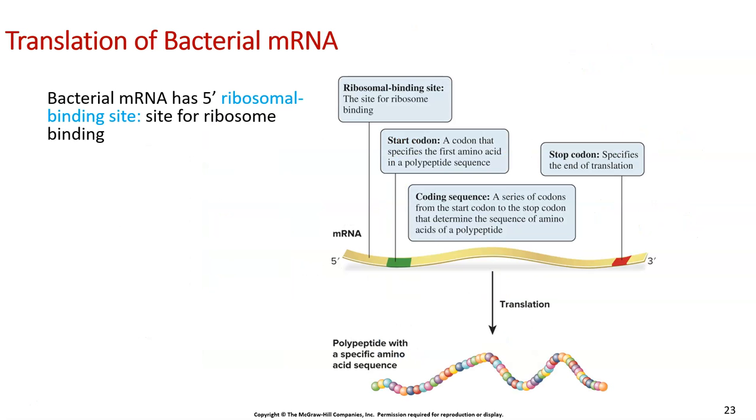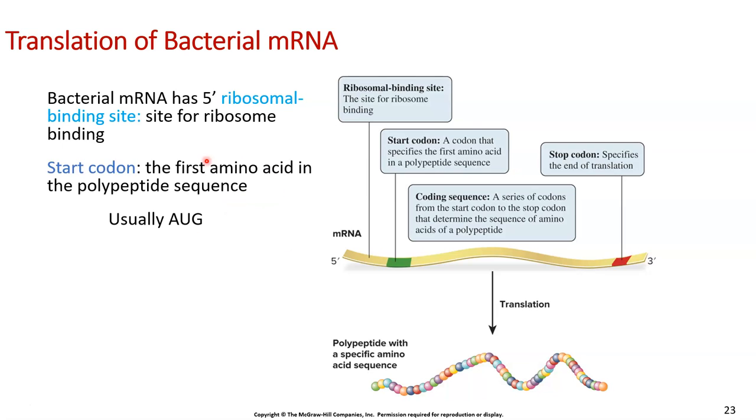So again, let's talk about how to translate our mRNA. We don't have too many slides here, but I want to walk you through that process again. We're going to start with bacteria. It's just easier to understand, so you get the basic concepts instead of talking about eukaryotes. All of our mRNA is going to have a ribosomal binding site. This is where our ribosome will bind. Remember, our ribosome is those little dots we would always see. This is where it's going to bind.